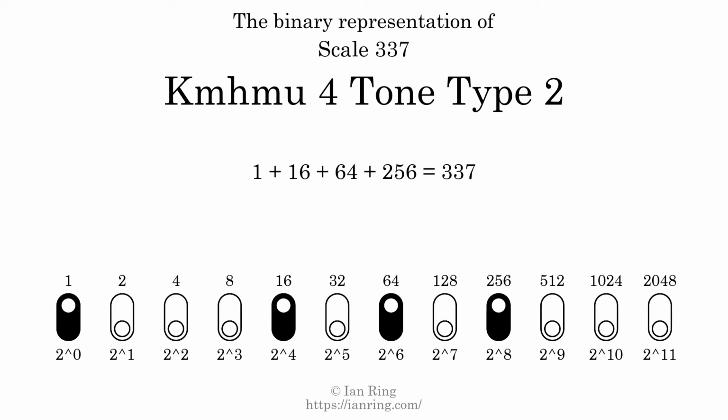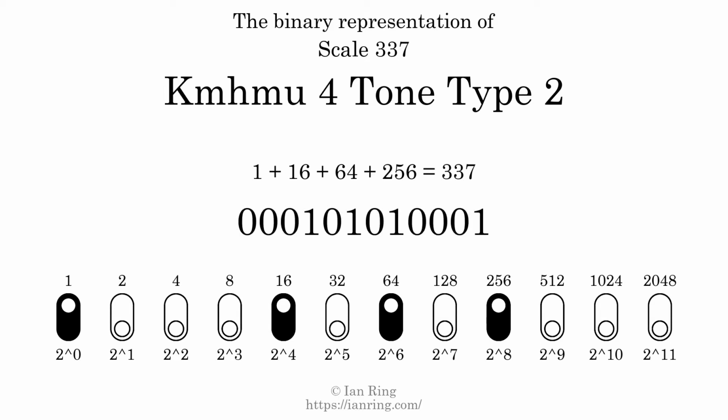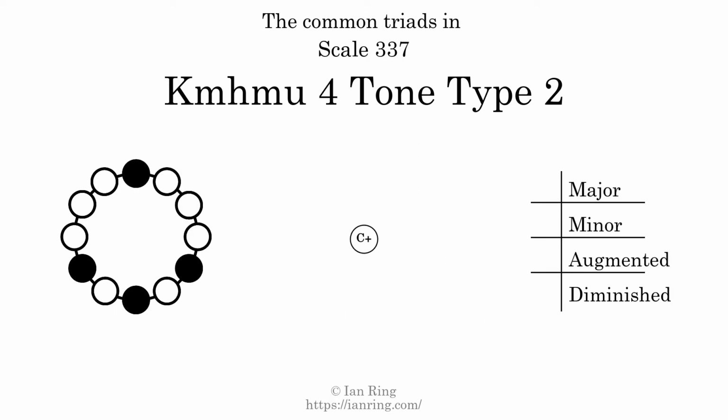The scale number not only enumerates the scale with a unique index, but it also literally describes the tonal content of the scale. Represented as a binary number in base 2, the scale number is 0001010100001. Here are the common triads present in this scale.